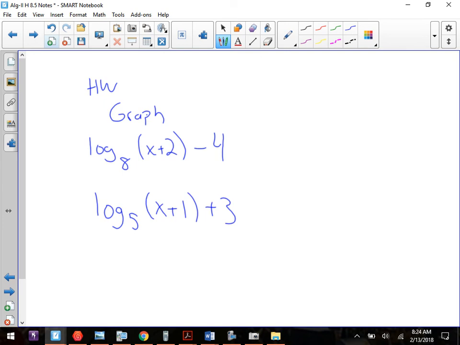The graph problems I'd like you to do are those two, because the book does not have a full simultaneous horizontal and vertical shift at the same time, so I just made those two up.